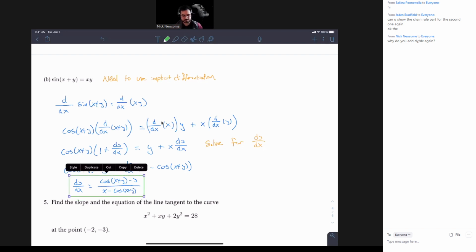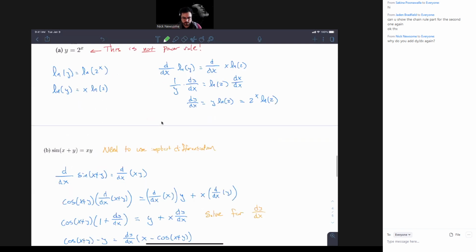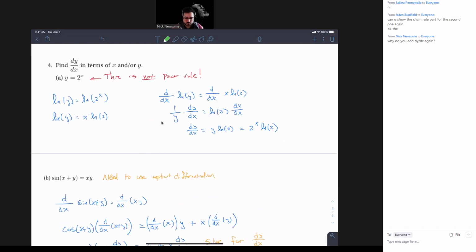All right, so this is a case where dy/dx is going to have x's and y's in it. There's no way around it, which is why, in the problem statement, we're allowed to have this in terms of x and y.